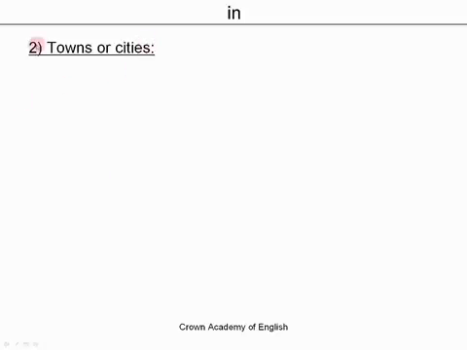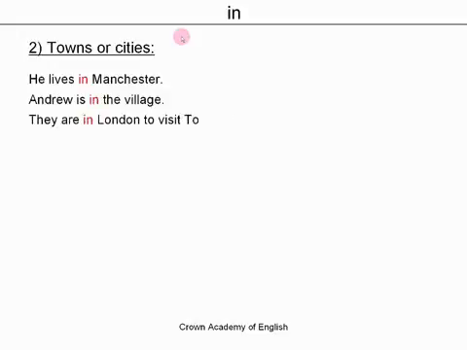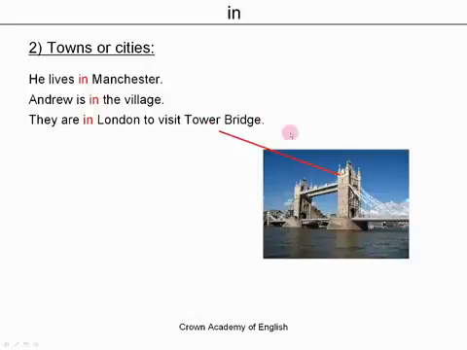And this is a very important one. This is very common. So we use the word in when we are talking about towns or cities. So he lives in Manchester. Okay. We do not say he lives at Manchester. We say he lives in Manchester. Andrew is in the village. They are in London to visit Tower Bridge. So here is Tower Bridge, which is in London. So this is very important. Towns or cities, we use the word in, etc.